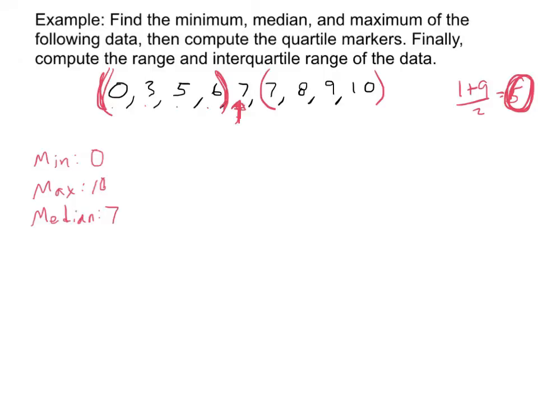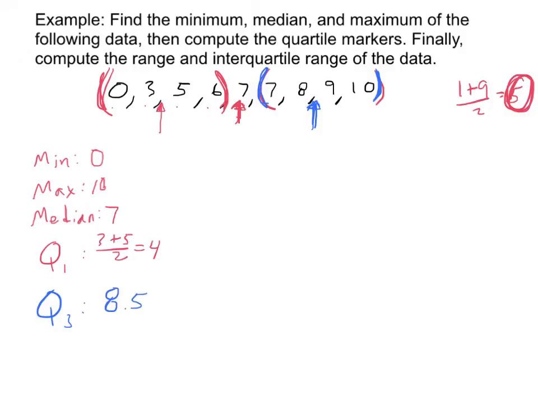So how do I find that? Well, go halfway in between. Your median is going to be right in between there, which means for us, Q1 is the average of 3 and 5. 3 plus 5 over 2, that's 4. Similarly, Q3, the upper quartile marker, is the median of the upper half of the data. Well, halfway in between is right in between there and there. So we can see that Q3 is the average of 8 and 9, which is 8.5.